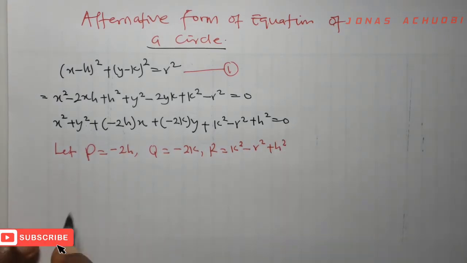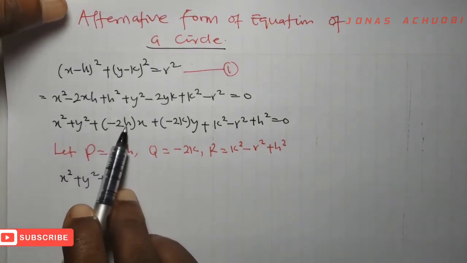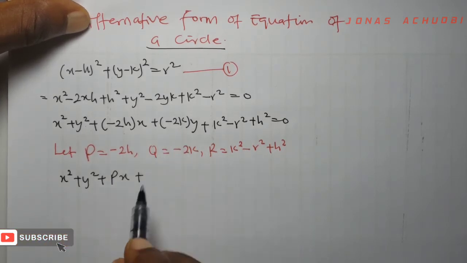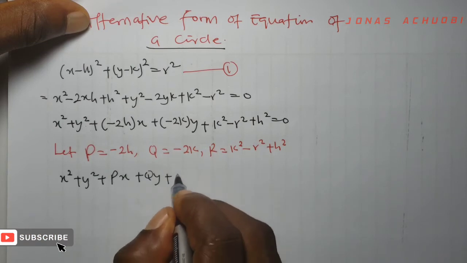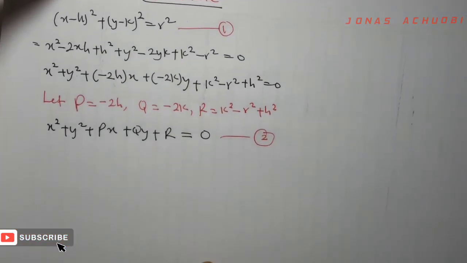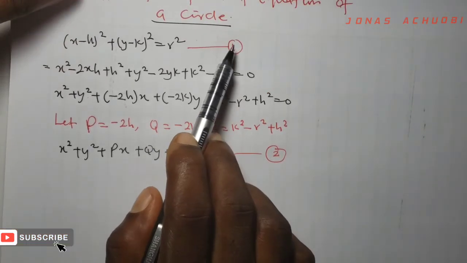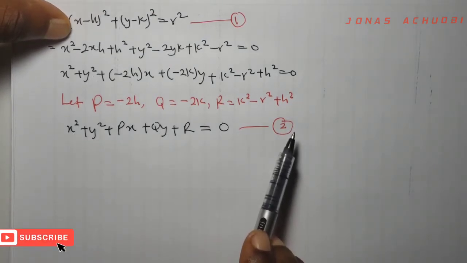So this equation becomes x squared plus y squared plus px, where minus 2h is now p, plus qy, where minus 2k is now q, plus capital R, where k squared minus r squared plus h squared is now R, equal to what? 0. I call this equation 2. Equation 2 is the equation referred to as the alternative form of equation 1. Now, if a circle is described using equation 2, is it possible to also find out what the radius is, as well as the center coordinate? And the answer is yes.